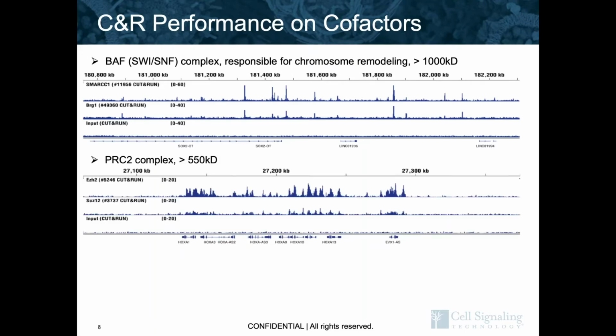Similarly, cofactors SUZ12 and EZH2 are involved in the PRC2 complex, which is larger than 550 kD. Again, the binding patterns of two components in the same protein complex match each other.